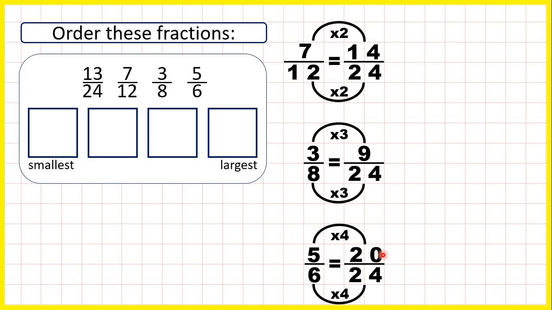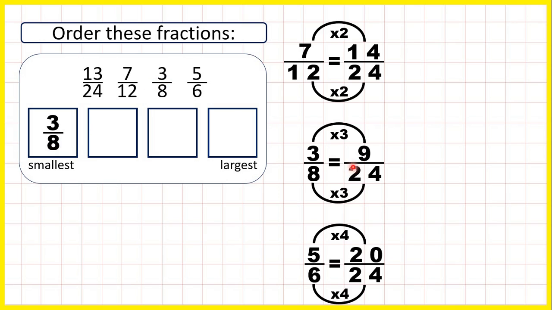So now our fractions are easy to compare. We have 13 over 24, and we found equivalent fractions over 24 for the other fractions that we're ordering. So we can see that the smallest fraction is this one here, 9 over 24, which was equivalent to 3/8. So we know that 3/8 is our smallest fraction.